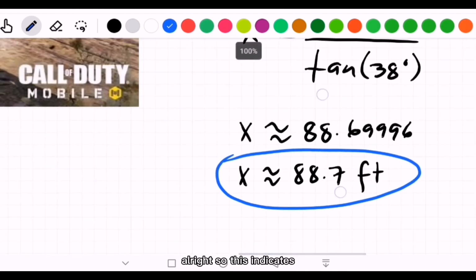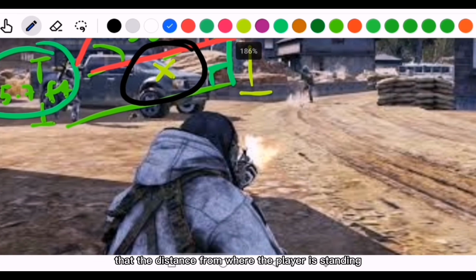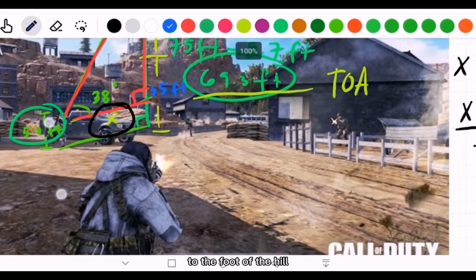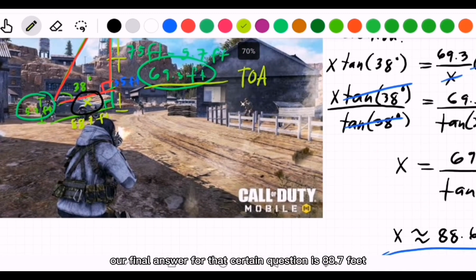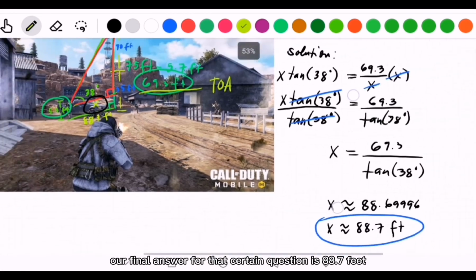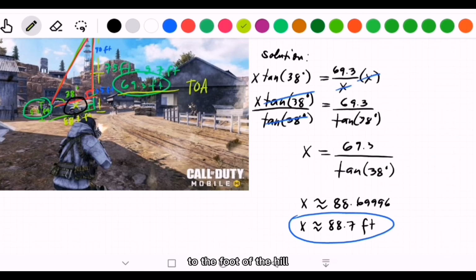Okay, so this indicates that the distance from where the player is standing to the foot of the hill is approximately 88.7 feet. So here you go. Our final answer for the certain question is 88.7 feet. The player is approximately 88.7 feet away from his location to the foot of the hill.